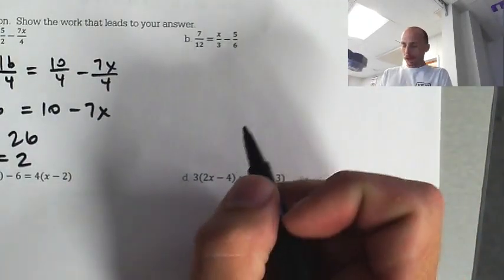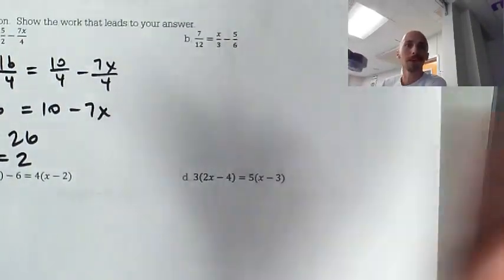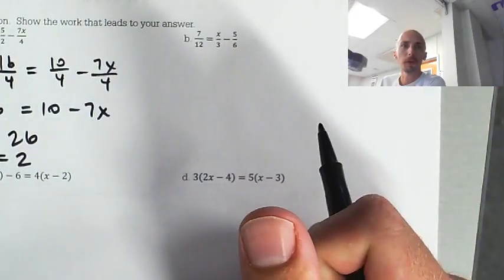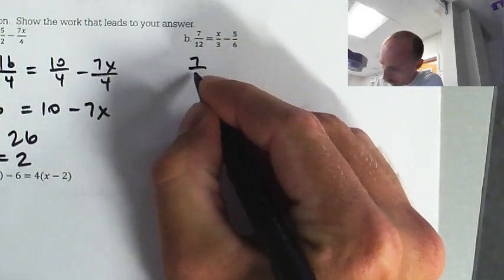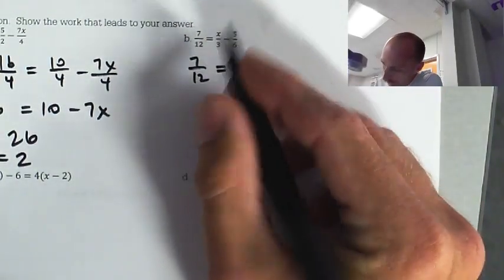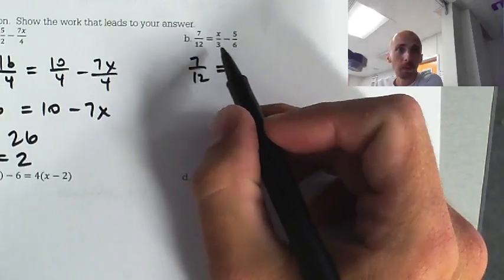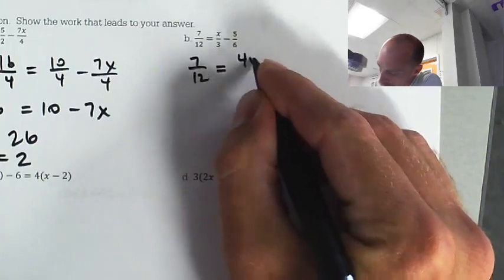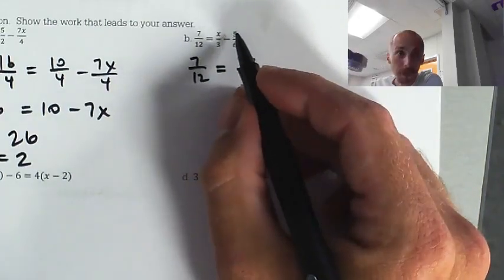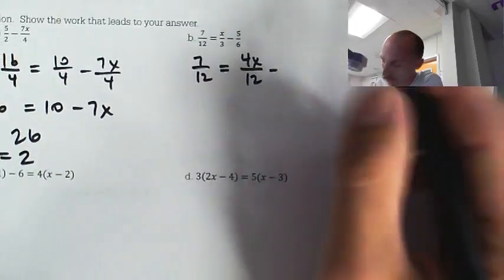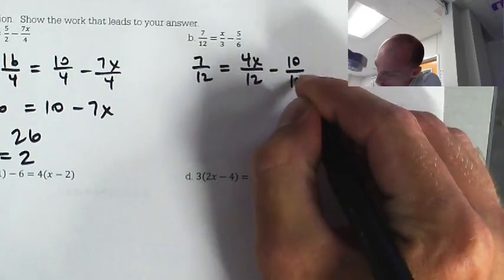Okay, B, 7 over 12 equals x divided by 3 minus 5 over 6. I think that the most obvious common denominator there would be 12. So I'm going to keep the 7/12 equals, let's see, okay, multiply by 4 on top and on bottom to get that 12 there. So it would be 4x over 12 minus, okay, 5/6. I would need to multiply the 5 and the 6 by 2 to get 12ths. So I'd have 5/6 is equivalent to 10 over 12.